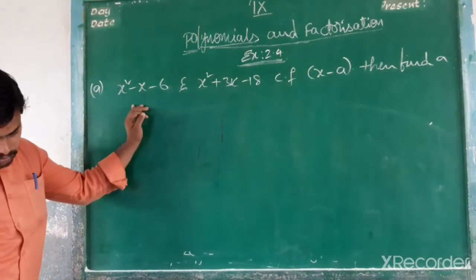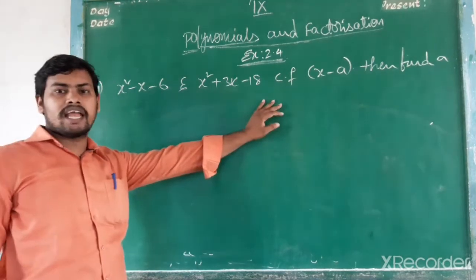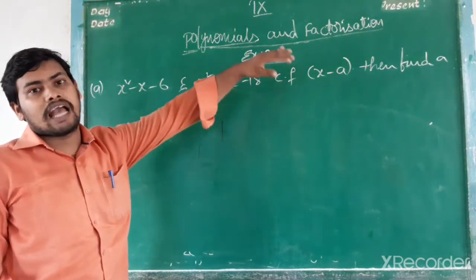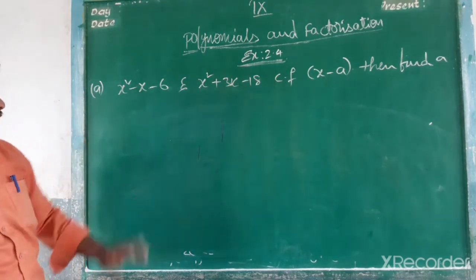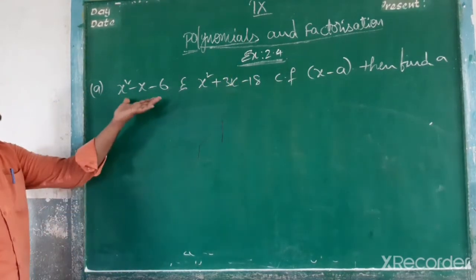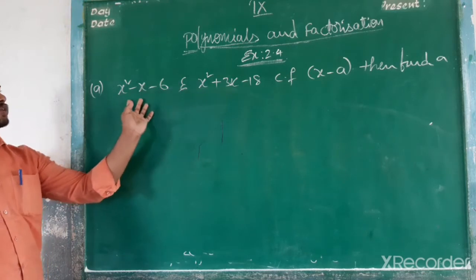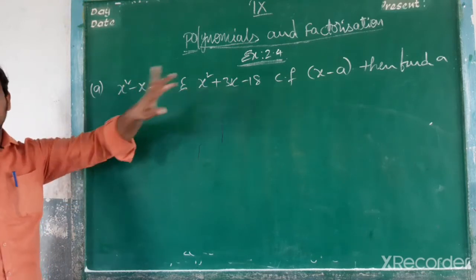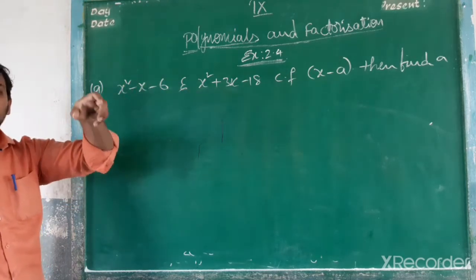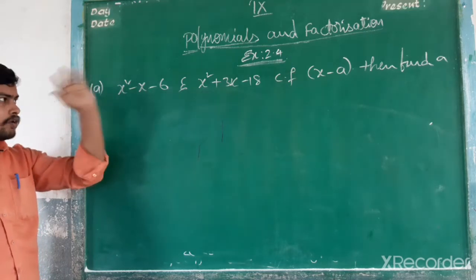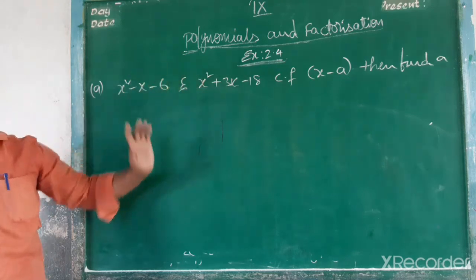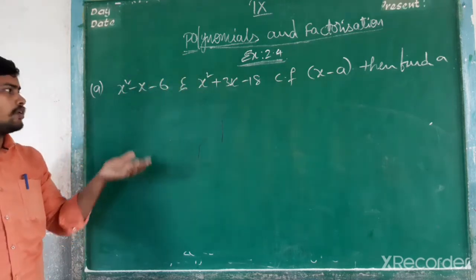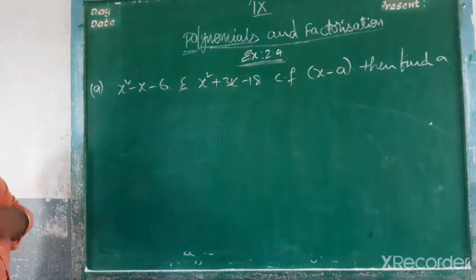x square minus x minus 6 and x square plus 3x minus 18 have a common factor x minus a. Then find out the value of a. So you have to simply calculate the factors of this polynomial and the factors of this polynomial. There is a common factor, you will easily get the value of a here. Suppose here x minus 2, here also x minus 2. Then what is the value of a here? a value is 2.